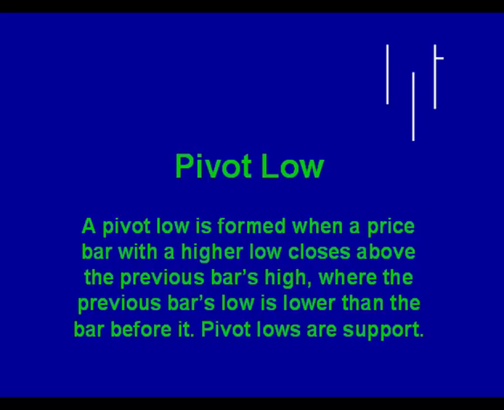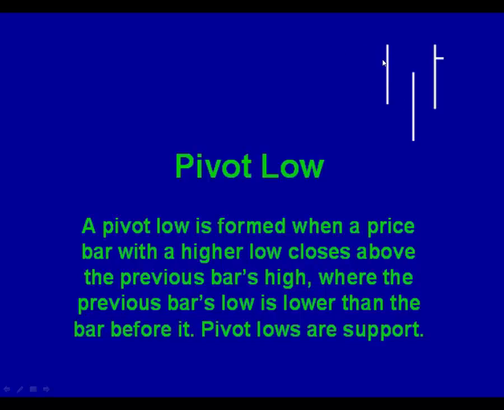So okay, to start off with, we'll go with the pivot low. All right, a pivot low is formed when a price bar with a higher low closes above the previous bar's high, where the previous bar's low is lower than the bar before it. A pivot low is a support. Take your time and look at the picture. You may need to reread this definition several times to get a hold of it.